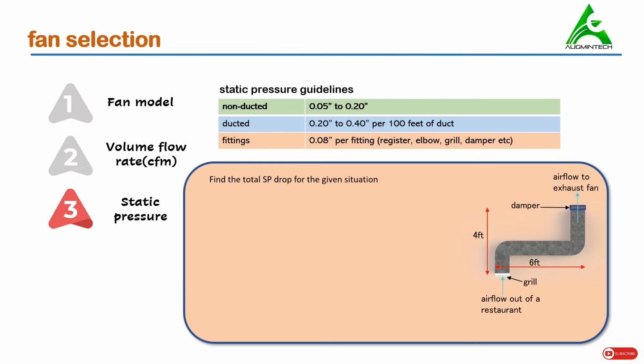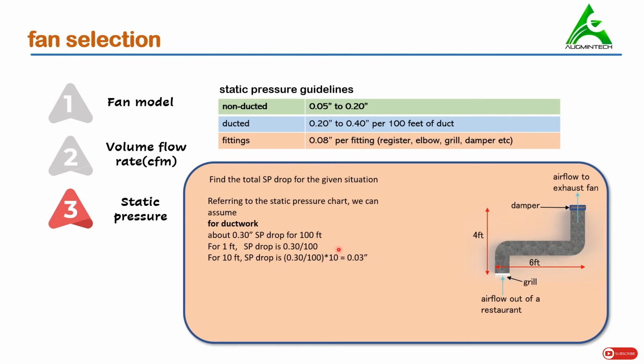Now we need to find the total static pressure drop in this simple situation. So referring to the static pressure chart above, we can assume for ductwork 0.20 inches to 0.40 inches per 100 feet of duct length. So first we'll find the total duct length. We'll assume any suitable value between 0.20 to 0.40. So we are now selecting 0.30 inches of water column static pressure drop for 100 feet length. Now for 1 foot, it is going to be 0.30 upon 100.